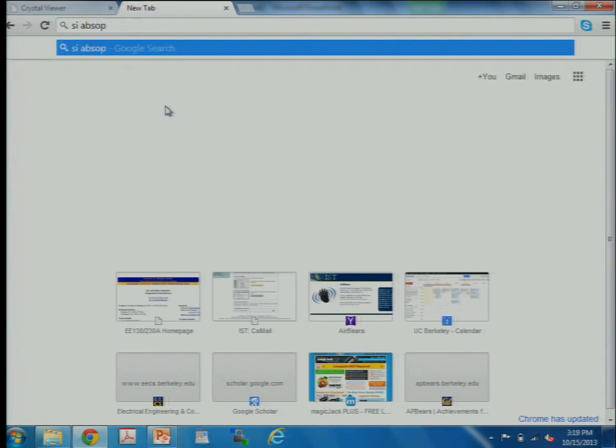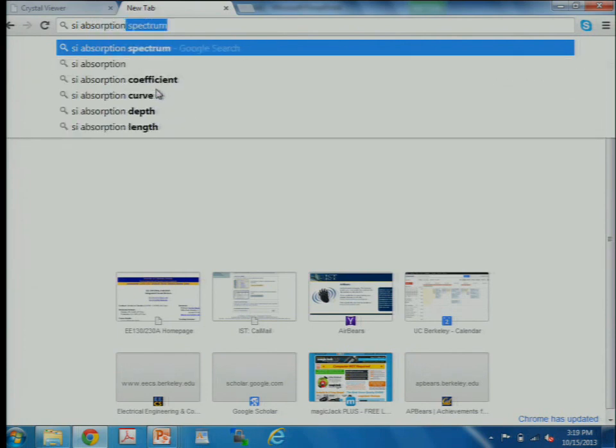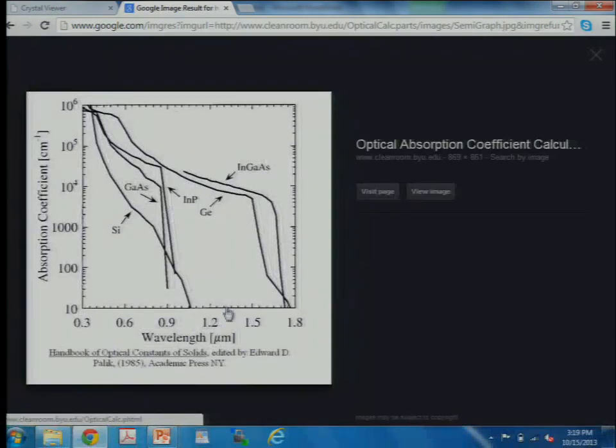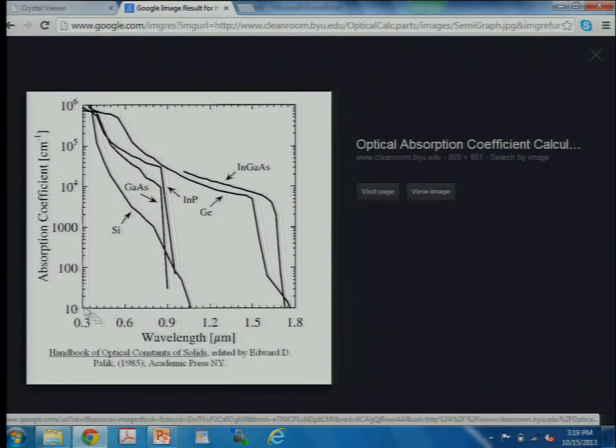Coefficient. Okay, let's look at the absorption coefficient, alpha. You can see it's in per centimeters, so it's strongly dependent on the wavelength of light. The solar spectrum is from about 0.3 to a little bit more than a micron. So you can see it varies over orders of magnitude.